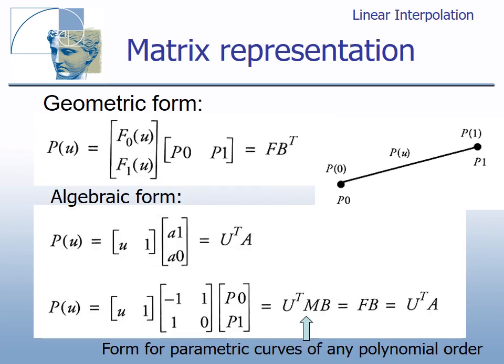The above expressions for a line segment can be presented in the shown matrix forms. See the expression U transpose MB in the algebraic matrix form shown below. The same form is used for parametric curves of any polynomial order, just the matrices U transpose, M and B change their form and size for each type of curve.